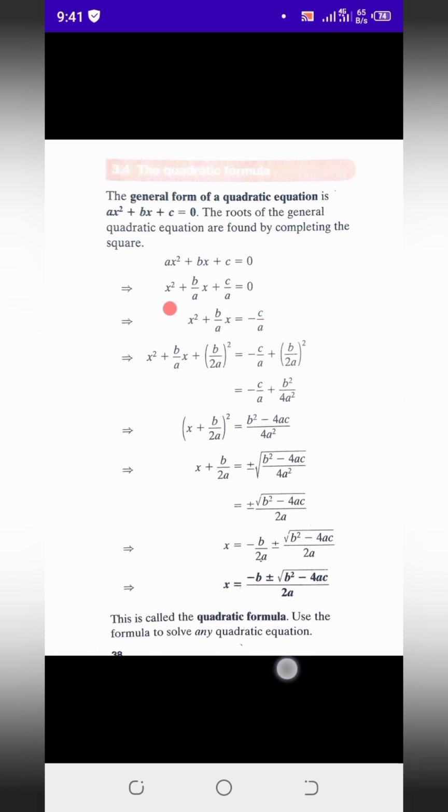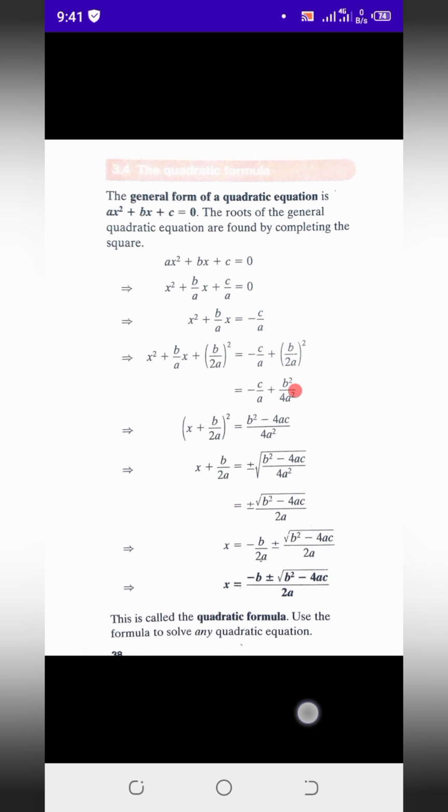Then when you have this, the next thing to do, you take the coefficient of x, square it and add it to both sides. So what's the coefficient of x? That's b over a. Half of it is going to give us b over 2a. So you square it. When you square it, you have b over 2a squared, and you add it to both sides. So when you add it to both sides, you have minus c over a and b over 2a all square.